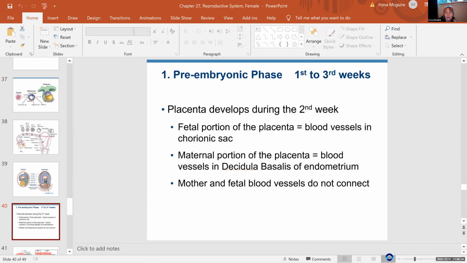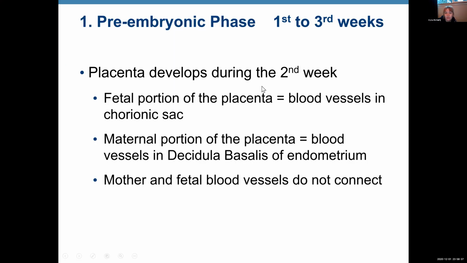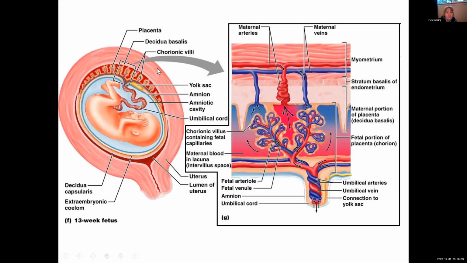Right, so pre-embryonic phase, 1st to 3rd week, placenta develops during the 2nd week, fetal portion of placenta, blood vessels in chorionic sac, maternal portion of the placenta develops, right? Mother and fetal blood do not connect. So I guess why they call it still pre-embryonic phase, because we're still in the process of development of the placenta and umbilical cord, right? So here you can see how we have maternal arteries and we have fetal arteries, and they never really mixed, but that forms placenta. So placenta has two parts, embryonic part and maternal part.